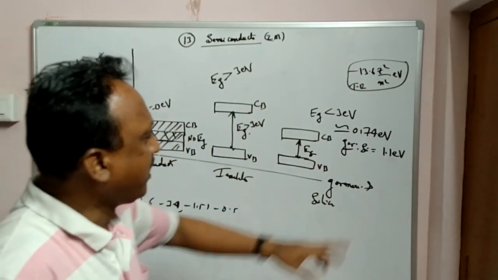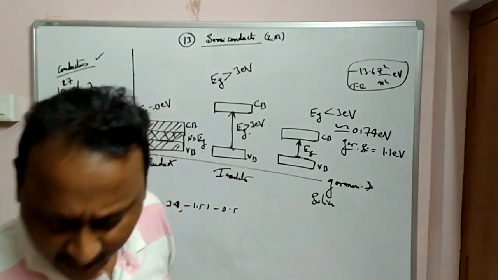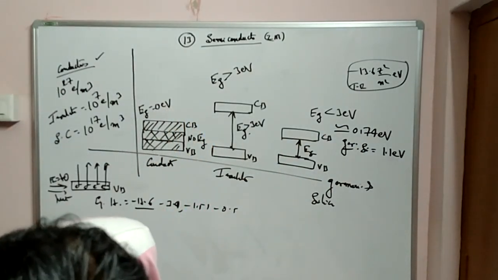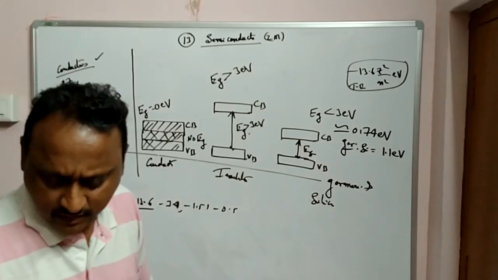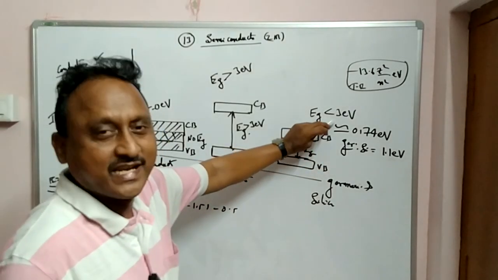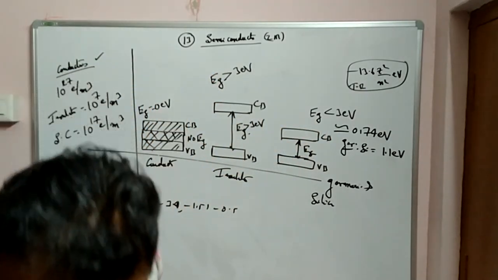Silicon's value is 1.1, and for germanium, 0.74 electron volts. Silicon is around 1.1 electron volts. So here you can observe the energy gap is less than 3 electron volts. Here the energy gap is more than 3 electron volts.